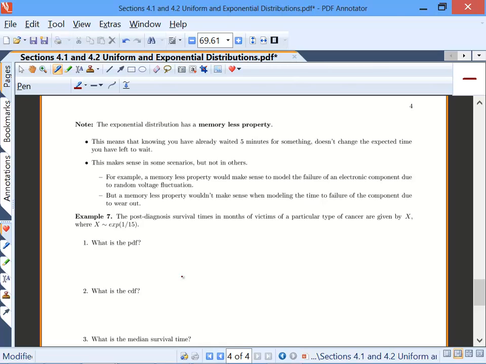We're not going to have a lot of problems where you have to decide if the exponential makes sense. Just know that it is there. It is a valid distribution if you ever have to use it in the future. But it does have that memoryless property.